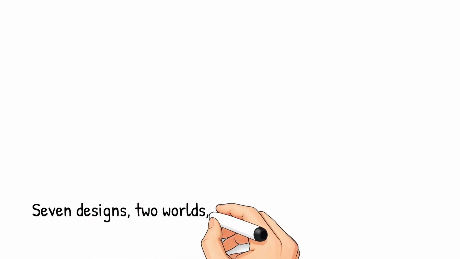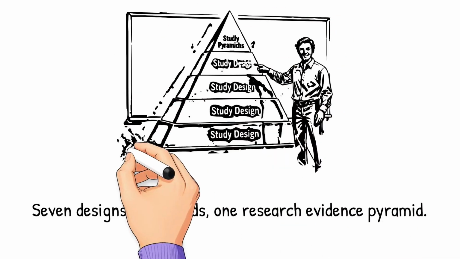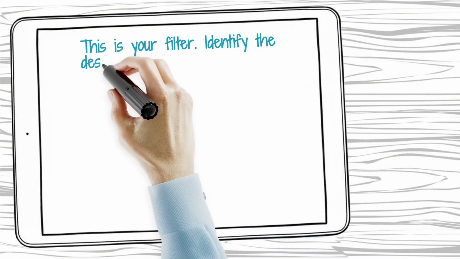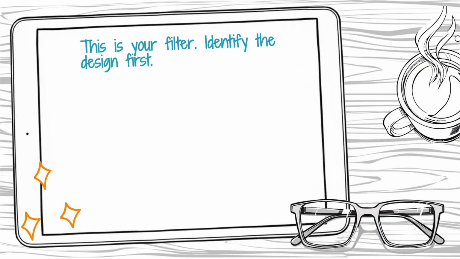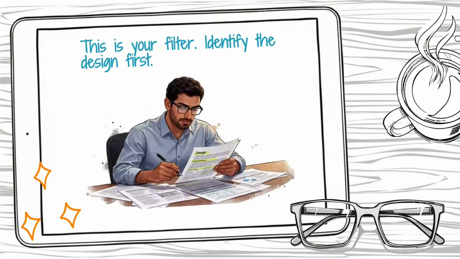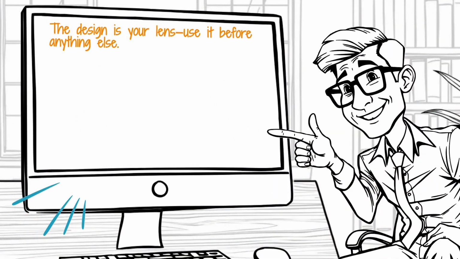7 designs, 2 worlds, 1 pyramid, and now you know where every paper sits on it. This is your filter. Every paper you read from now on, identify the design first, before the title, before the abstract, before the conclusion. Because the design is the lens, and now you have it.